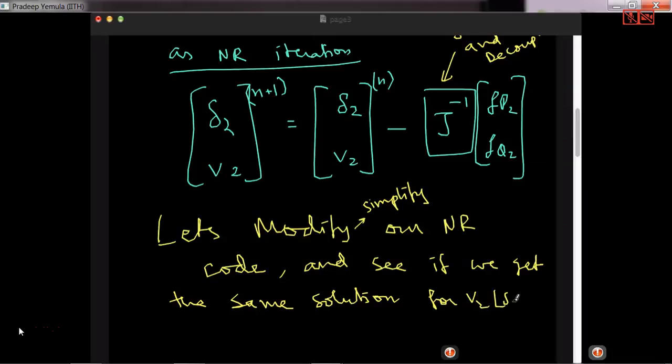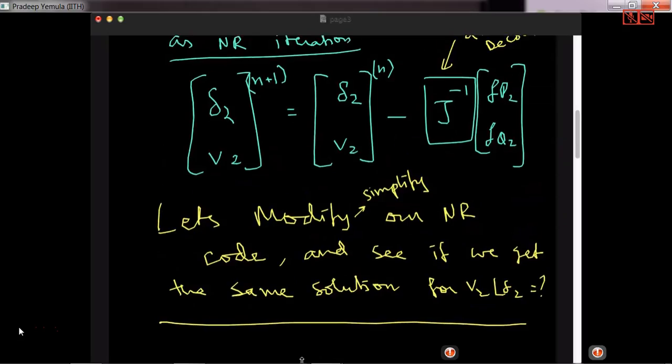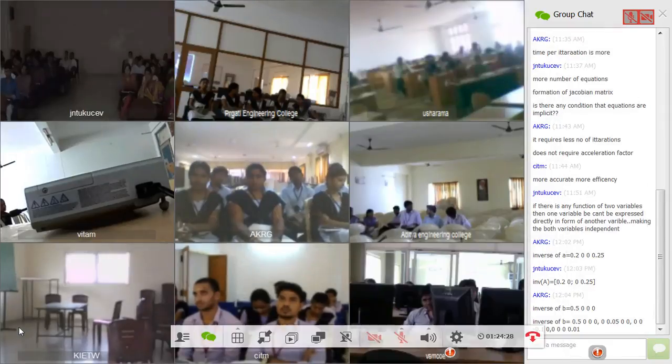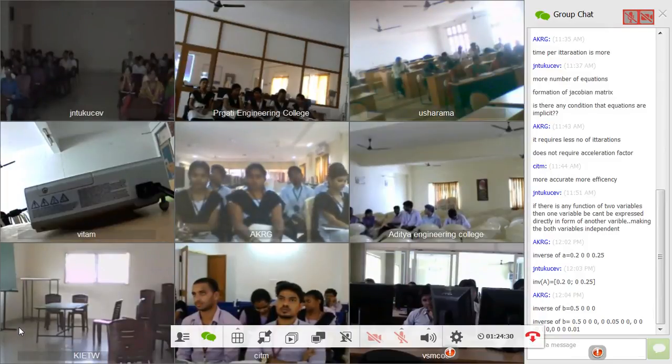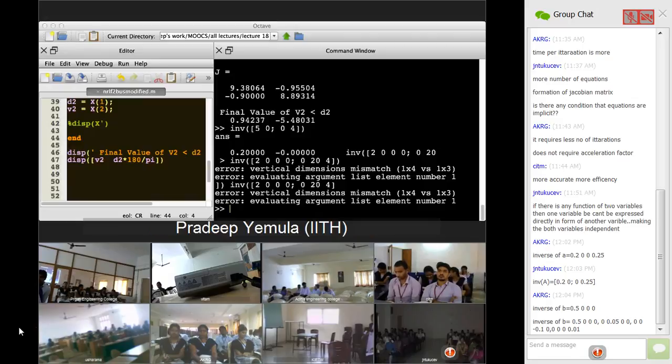Solution for V2 and delta 2. So this is the experiment we try to do now. And strangely enough, I have not done it myself before. So this is also something new for me. So let's try it. Now I'll go over to the code and we'll do some modifications to the code. And once we do this, we'll compare the solutions.